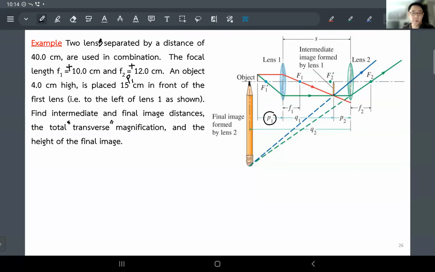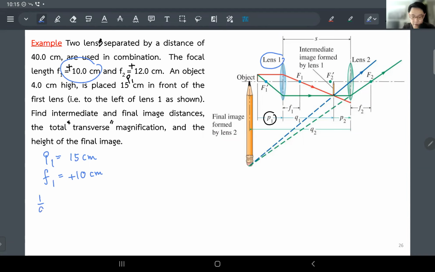Okay, cool. Let's go for it, guys. So let me do the color coding here. I'm going to treat the calculation on lens 1 using the blue ink here. So let's take P1 as the problem already gave you, 15 centimeters. That's your object distance. Okay. And followed by the focal length of the first lens is given to be 10 centimeters with the positive sign there. Cool. So from here, you will be able to figure out the Q1.